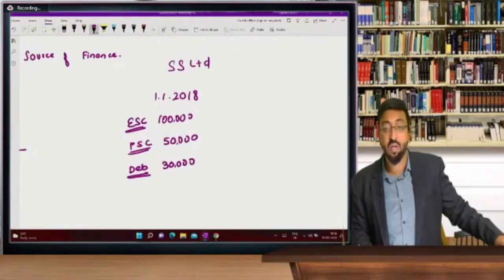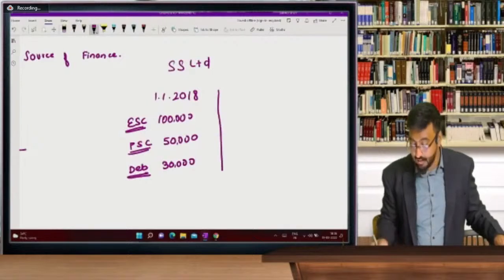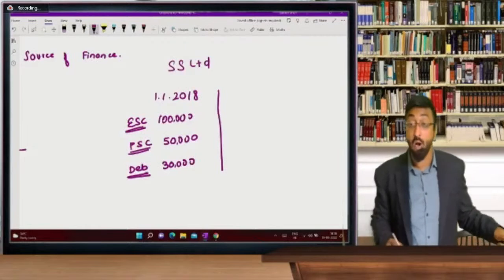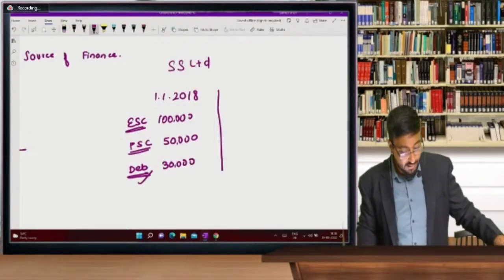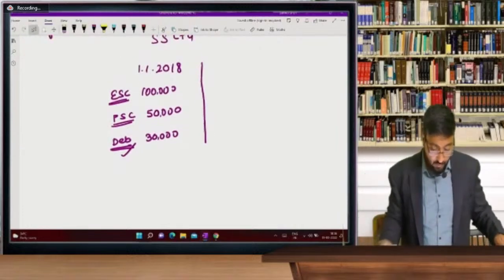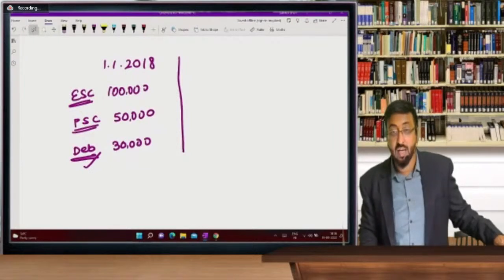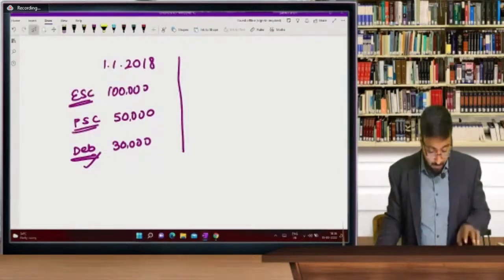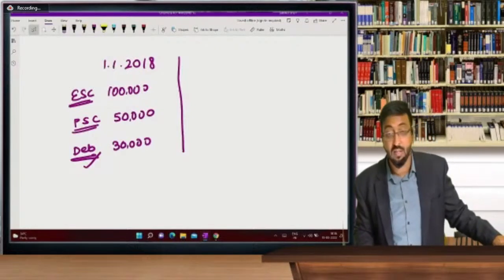Now beta, this is our capital structure. Debentures are not actually capital, they are long-term borrowings. Understand the concept. Sorry for the disturbance. Equity share capital 1 lakh, preference share capital 50,000 and debentures 30,000.